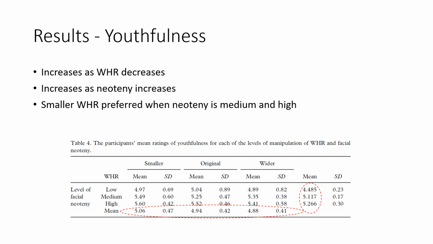Also, they found that when waist to hip ratios were small, those tended to be more preferred when neoteny was medium and high. So a smaller waist to hip ratio is preferred when the pictures are appearing to be more youthful.